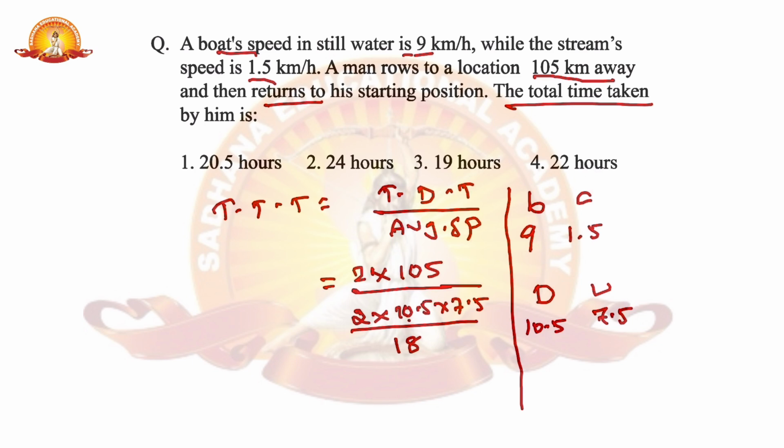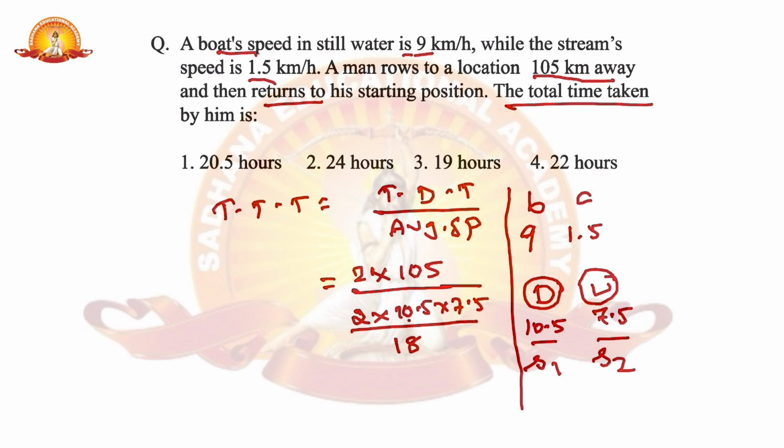So because distances are same, while going to the place, the speed maintained is downstream. While returning from the place, the speed maintained is upstream. So average speed where distances are same is 2 S1 S2 by S1 plus S2. Therefore, downstream is taken as S1, upstream is taken as S2.